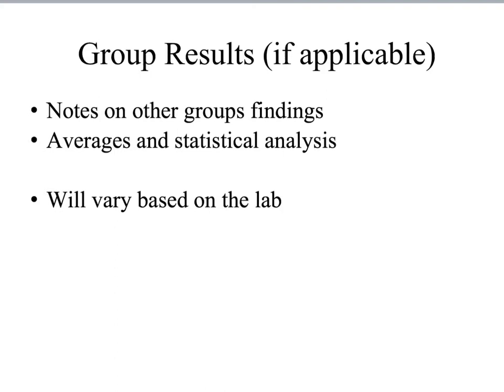For many labs, we're going to have group results. This is a good place to add notes on other group findings, record averages, and any kind of statistical analysis that we're going to do. It's going to vary based on the lab. Not all of our labs do we have group results, but there are a fair number. If we're not doing a group results write-up or discussion section, then you can just omit this section altogether.